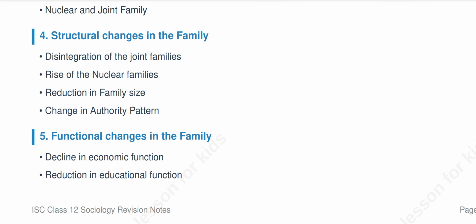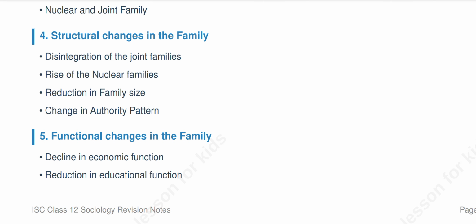Quite easy to understand. The joint family system is fading away, and there's a rise of nuclear families, which is the second point. These are the structural changes in the families. Reduction in family size, again the same thing: the number of members is decreasing. Before there were like 20 members in a joint family, let's suppose, but now there are only 4 to 5 members, because nowadays people are creating nuclear families, right?